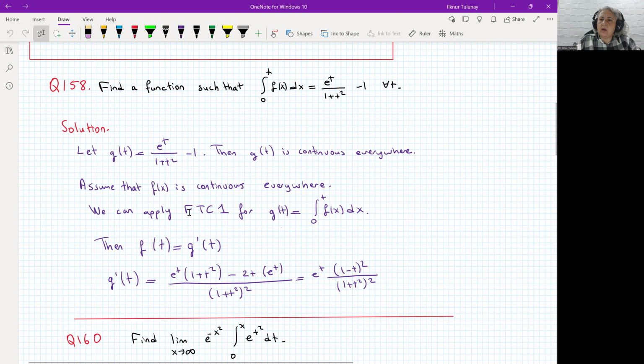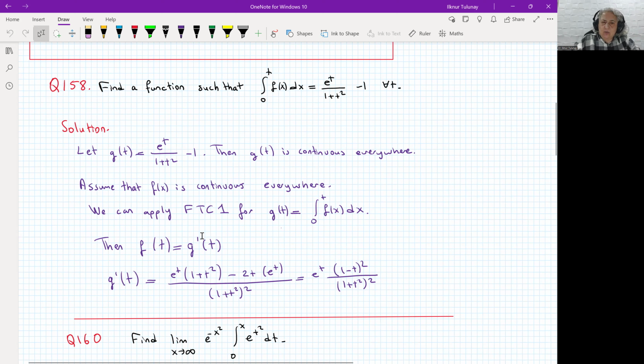Then we can apply the fundamental theorem of calculus 1. So by definition, g(t) is the integral from 0 to t of f(x) dx. The whole of this part will be a function depending on t, and t is the upper bound of the integral. Because of the fundamental theorem of calculus, the derivative of this one is equal to that one. So if we take the derivative of that, we will find f without calculating the integral, I mean.